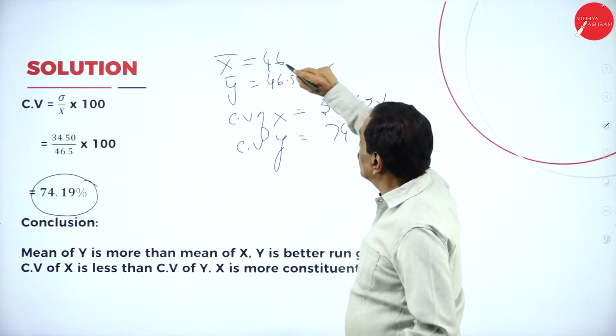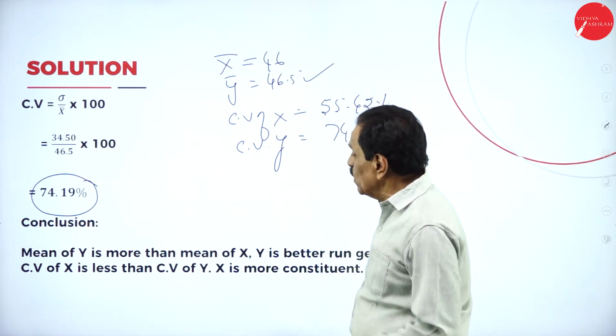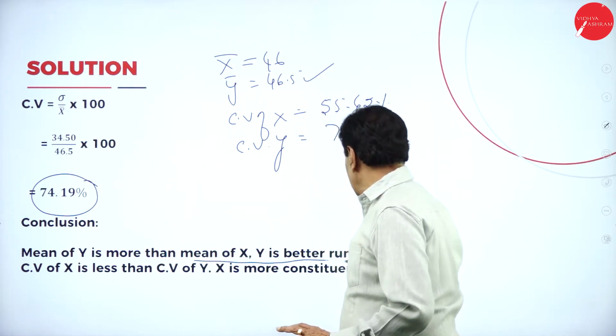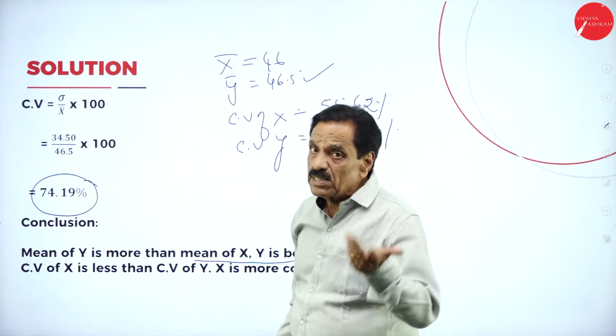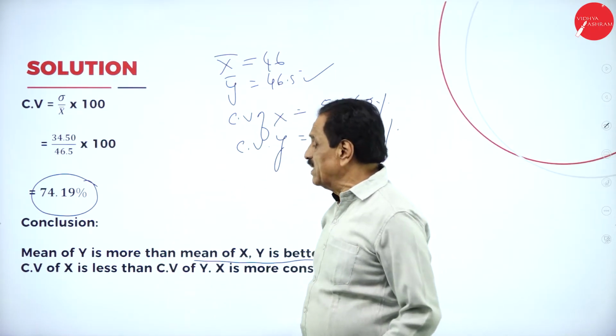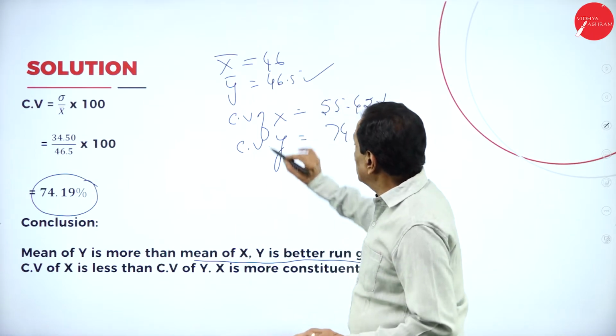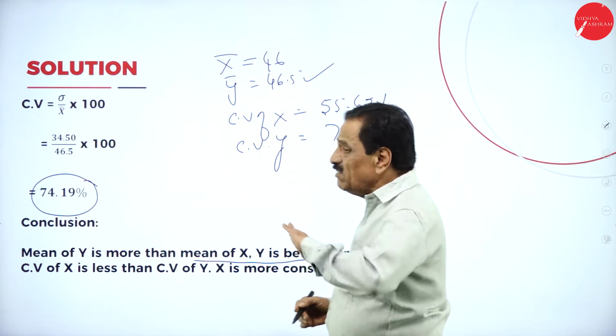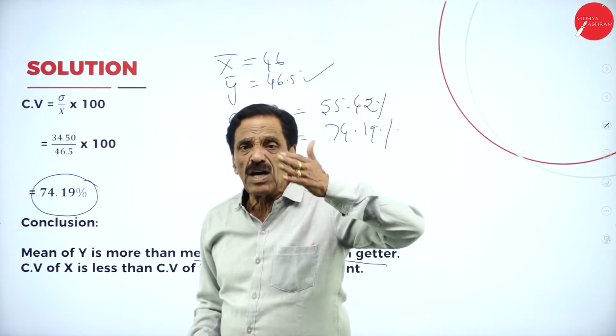Y's average is more than the x. That is why y is the better run getter. Whose average is more? Y's average is more than the x. Y is the better run getter. Compared to CV, CV of x is 55.42, y is 74. He varies from one match to another match.